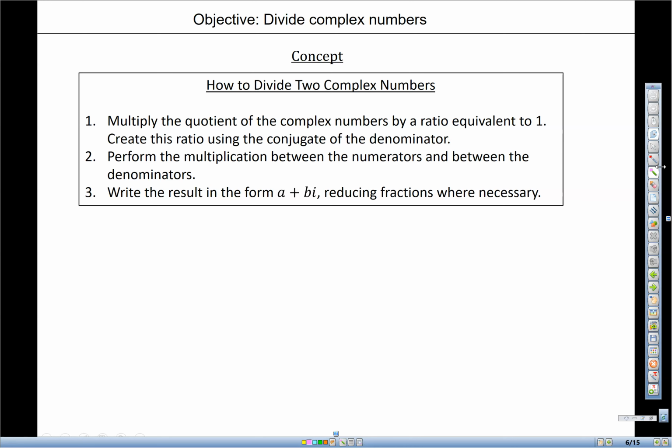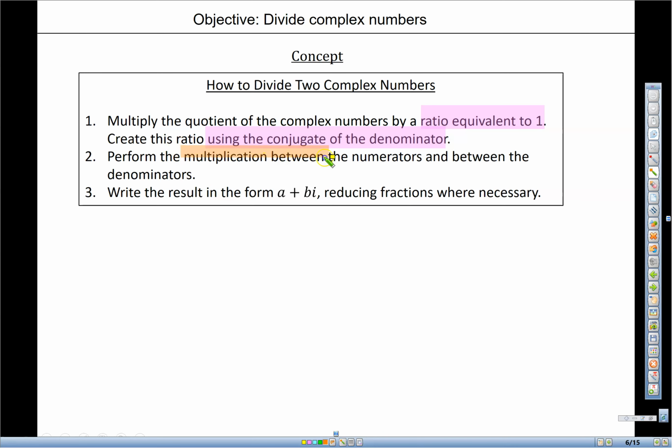But you can't just multiply a denominator by a number. You've got to multiply by a ratio that's equivalent to 1, which means you have to multiply the numerator and the denominator by the same number in order for your new fraction or ratio to be equivalent to what you started with. So the way we do that is we use the conjugate of the denominator, and we multiply both the numerator and the denominator by that conjugate. And that's what this is saying here.